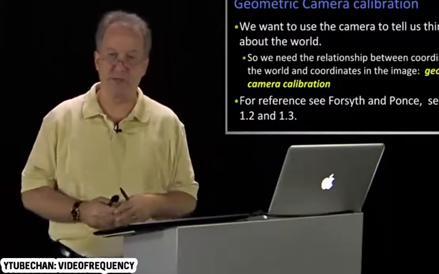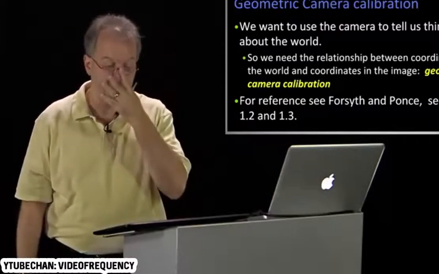So to do geometric reasoning about the world, we need to relate the coordinate system of the world to the coordinate system of the camera. Today, what we'll do is the coordinate system from the world to the camera, and the next lesson will be the coordinate system from the camera 3D coordinate system to the image. This whole thing falls under the labeling of geometric camera calibration.